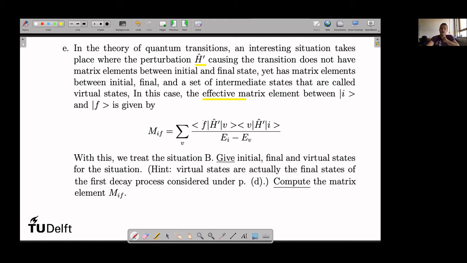So initially we need to find the initial, final, and virtual states for this situation. And you're given the hint that the virtual states are actually the final states of the first decay process considered in point D. And you're also asked to compute the matrix element between initial and final states in this situation.